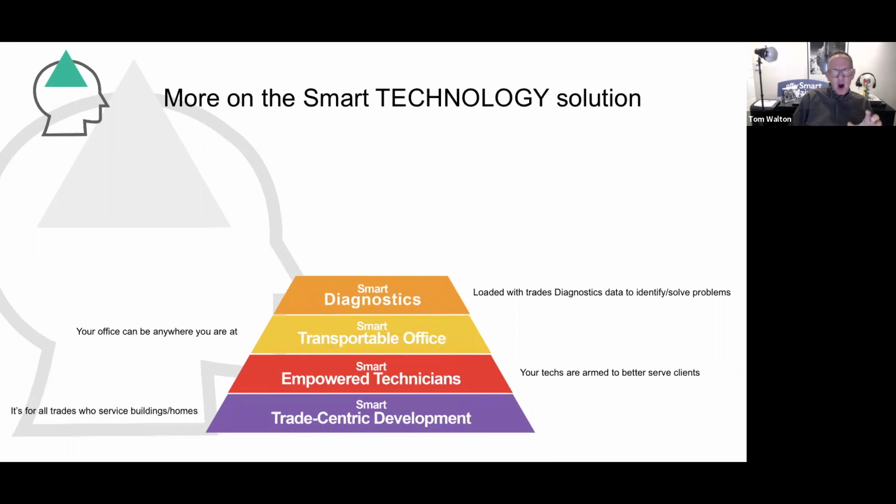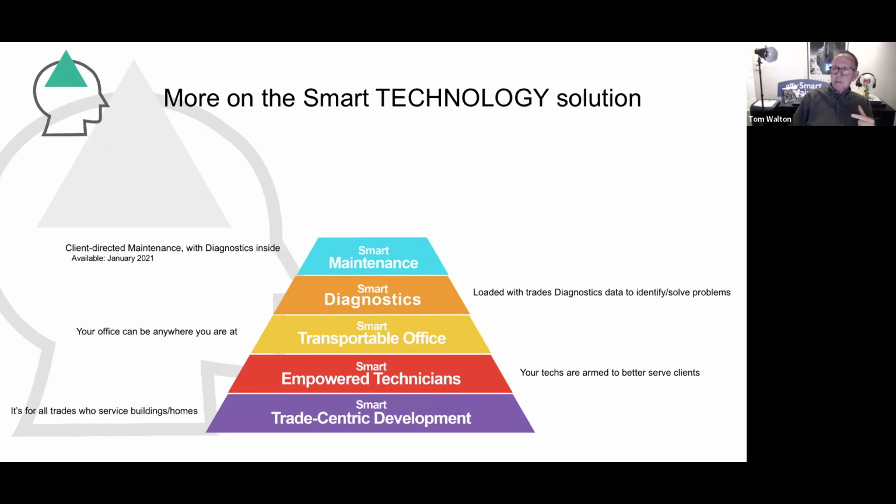Smart diagnostics, the heart of this whole technology, is loaded with all the trades' diagnostics data to identify and solve problems. You're going to learn that when you go through the diagnostics, it takes your techs through steps and asks them questions, and they answer. Based on that, it will tell you what plumbing problem you have, what HVAC problem you have. And more importantly, it will tell your clients how you came to the conclusion that you needed to do certain work and they buy certain materials and parts, even replace a system at some point.